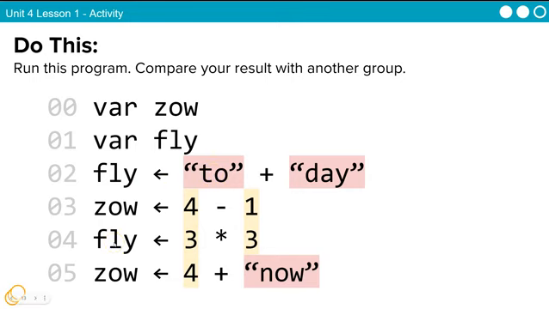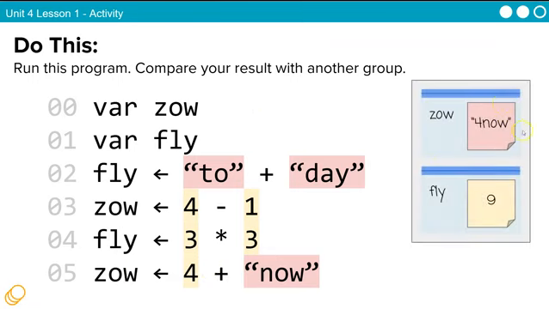I want to update fly to be equal to 3 times 3. So 3 times 3 is 9, so 9 is now the value of fly. And ZOW is equal to 4 plus now. This will concatenate. When it gets evaluated, we'll have a string for now, and that is my value for ZOW, which is what you kind of see over here.